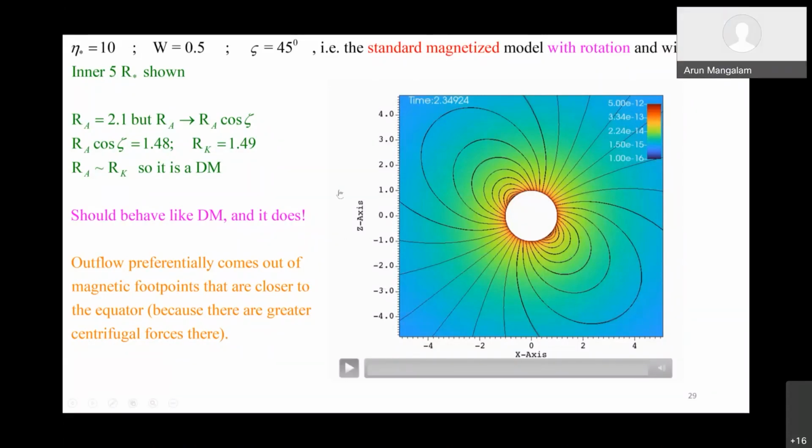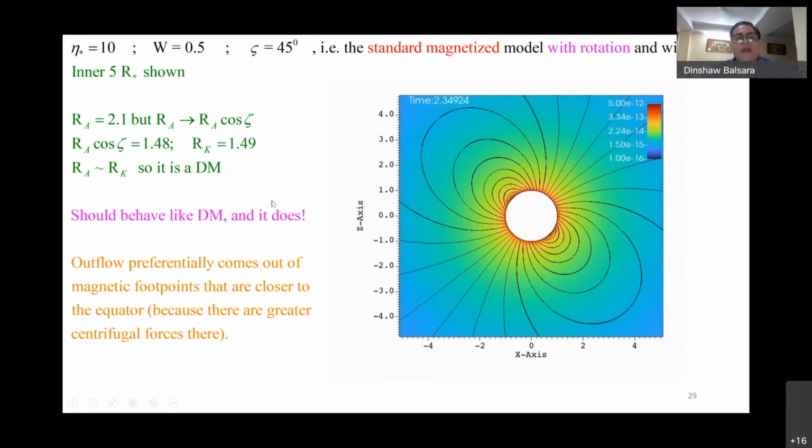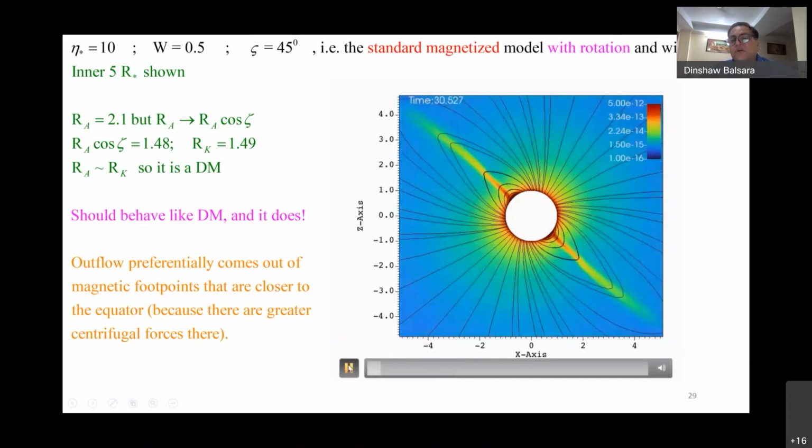Okay. So now let's go ahead and consider a situation where we have the same situation, namely Eta Star of 10, W of 0.5. This situation had turned into a dynamical magnetosphere before, even though it was theoretically slated to become a centrifugal magnetosphere. And let's go ahead and see what happens if we introduce a tilt of 45 degrees. In other words, the rotation axis is still along here, but the dipole axis is making an angle of 45 degrees. And let's now see what sort of magnetosphere we get.